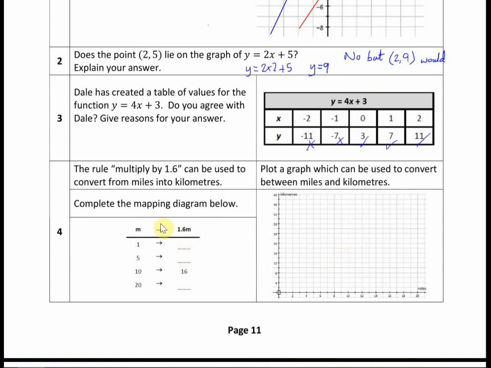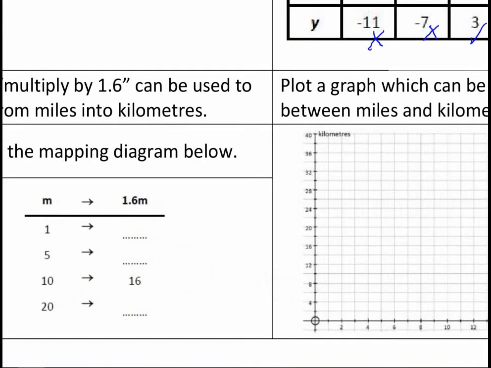Okay, and the last one is kind of a real-world linear graph. And it says the rule multiplied by 1.6 can be used to convert from miles into kilometres. Complete the mapping diagram below. That's a fancy name for something that just simply means change miles into kilometres. So here, this is just telling us that m has been times by 1.6 and we've ended up with 1.6m. So it's just in letter form now. If m was 1, times by 1.6, and we would get 1.6.